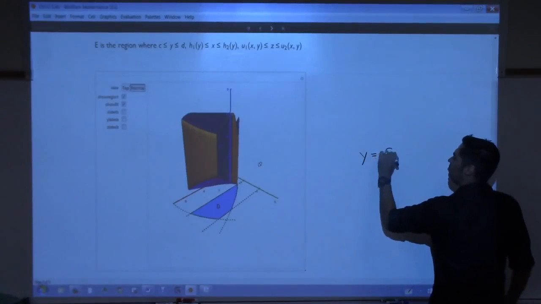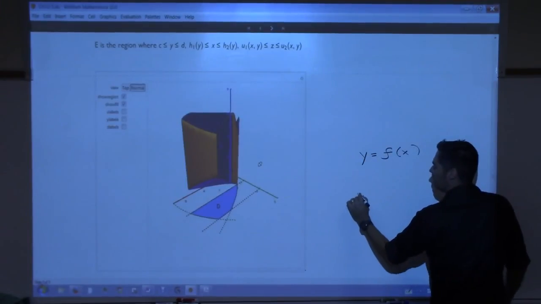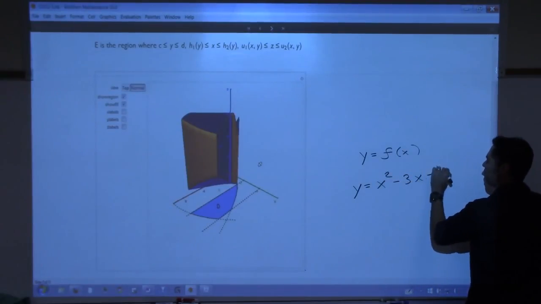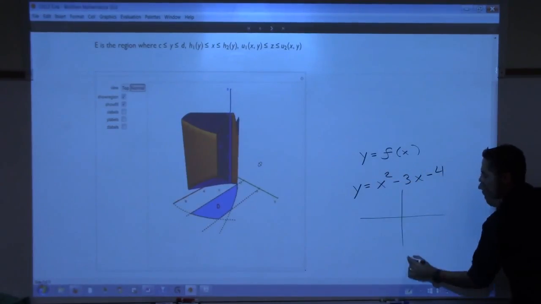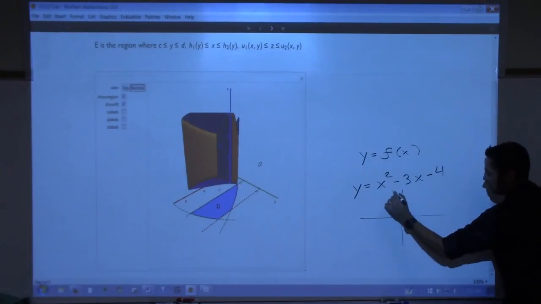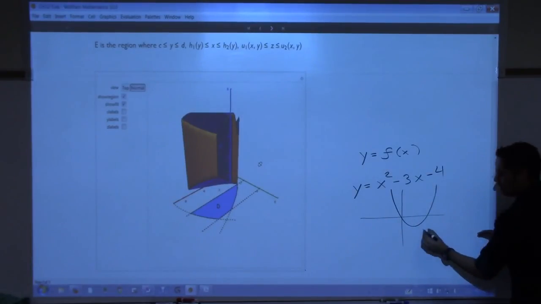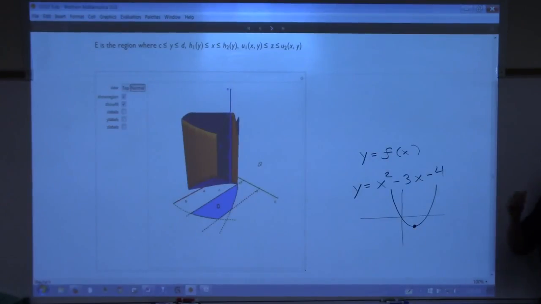Back in Cal 1, if I gave you a polynomial function, something like x squared minus 3x minus 4, we know that this is a parabola, right? It's got 2 x intercepts. Who cares? But that's what it would be, right? And we would know it has a minimum, right? Yes? The domain of this function would be what? Everything, right? Because it's polynomial.